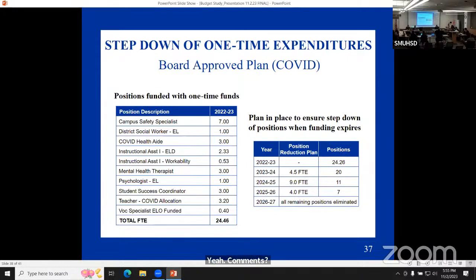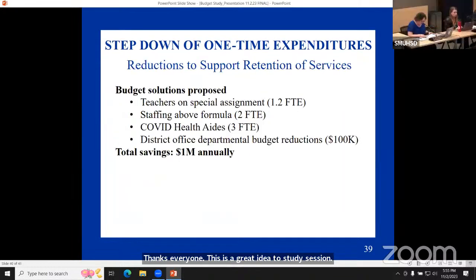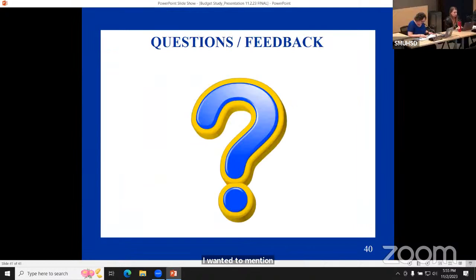Thanks, everyone. This is a great idea, the study session. I wanted to mention the projected enrollment on page 21. I don't know if this is on, but I'm not loud enough anyway, sorry.